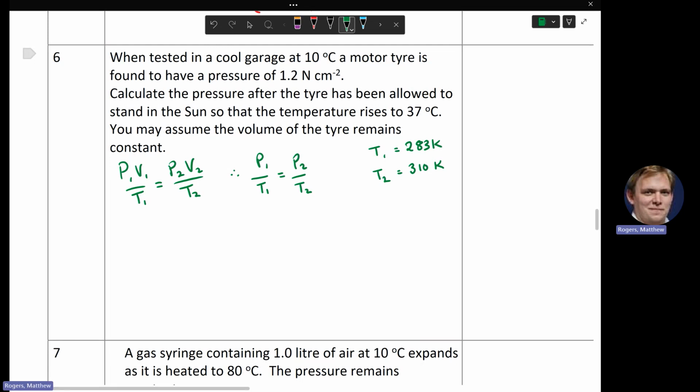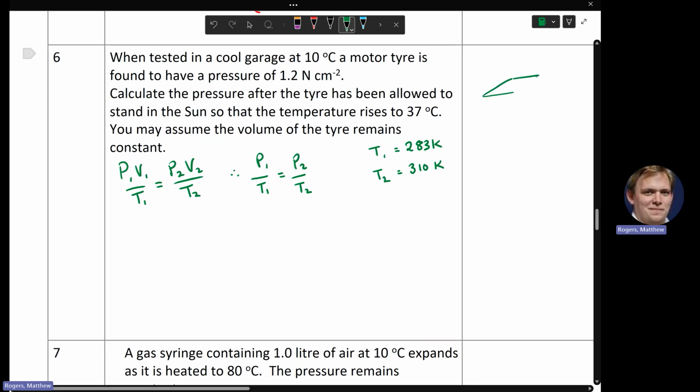The pressure is in newtons per centimetre squared. It doesn't really matter, it just means that we'll get a pressure at the end in newtons per centimetre squared, but since we're thinking about it, we could quickly check that we know how to turn this into pascals. So a centimetre squared is 1 centimetre by 1 centimetre. A metre squared is 100 centimetres by 100 centimetres. This is 1 metre squared, which is 10,000 centimetres squared.